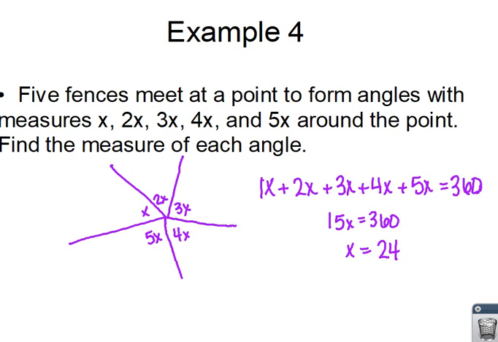Alright, and they want the measure of each angle, so we're going to plug that x back in. So this one is 24 degrees, this one is 48 degrees, this one is 72, and then this one is 96, and then this one is 120, all the way around. Okay, so this section doesn't necessarily have to be all proofs. There's some problems that can be part of it as well.